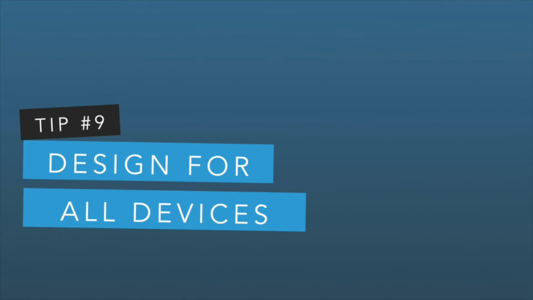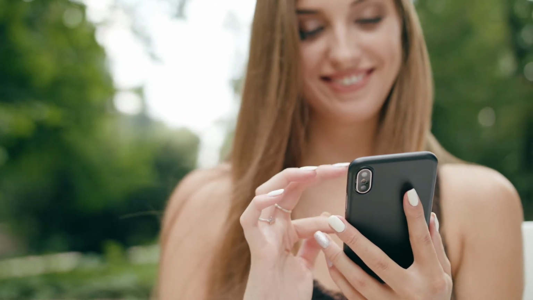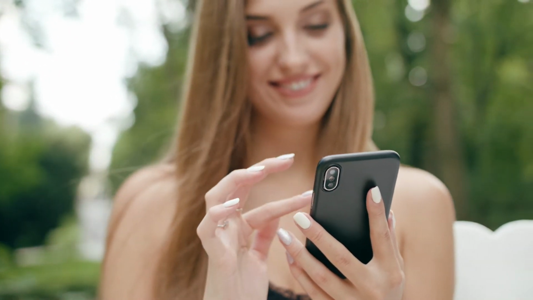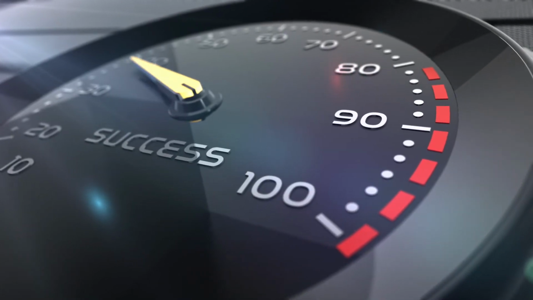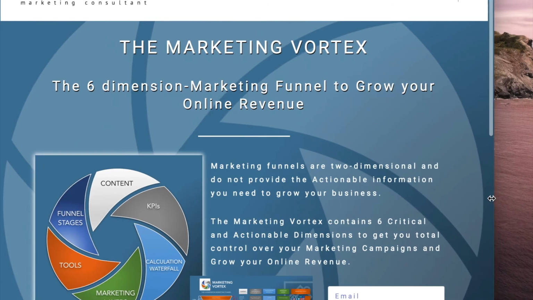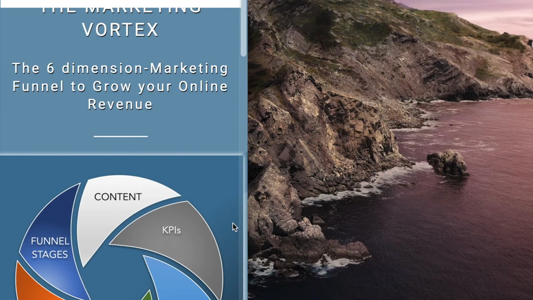Tip number 9. Design for all devices. With most people using their cell phones, consider this. The small screen size restricts readability and interactivity, and load times are slower than desktop. To ensure better performance, use a mobile responsive landing page that adapts to any device. This will automatically adapt the layout based on the device. CTAs are made more visible, menus are presented differently, and images can be shrunk or removed entirely.